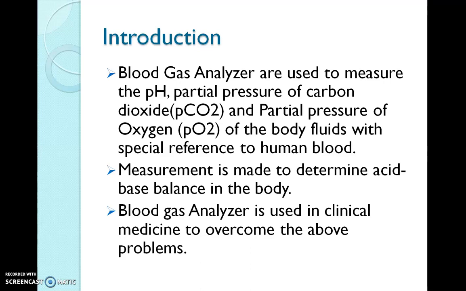A blood gas analyzer is used in clinical medicine to overcome the above problems. A sudden change in the pH and PCO2 could result in cardiac arrhythmias, ventricular hypertension, and even death. Due to this, we have to maintain the physiological neutrality in blood based on acid and base. So the blood gas analyzer is used in clinical medicine to overcome these problems in human beings.